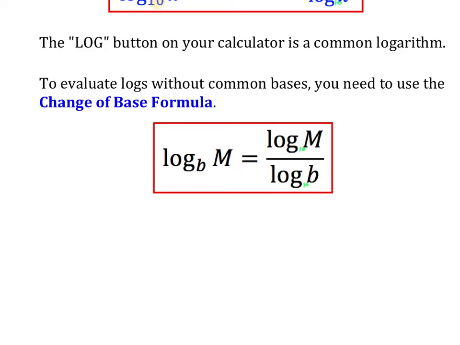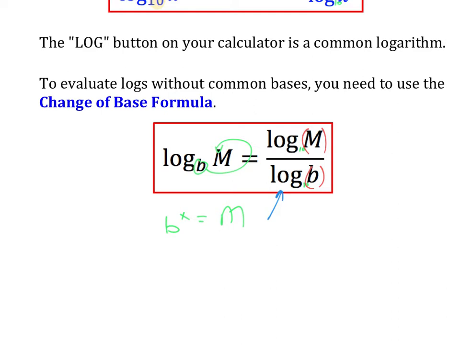When you do this in a calculator, you're going to have to make sure you're being responsible with parentheses. Otherwise, you might get wrong answers spitting out at you. This also works with exponential form, right? If I took this and threw it into exponential form, let's pretend there's an x over on the other side, I'd have b to the x power equals m. Well, I could still use that exact same formula.